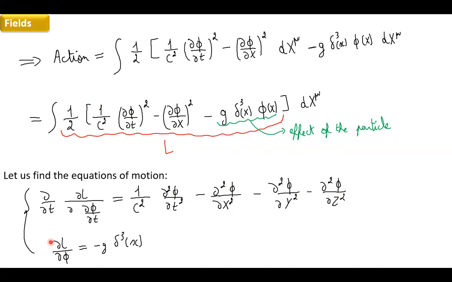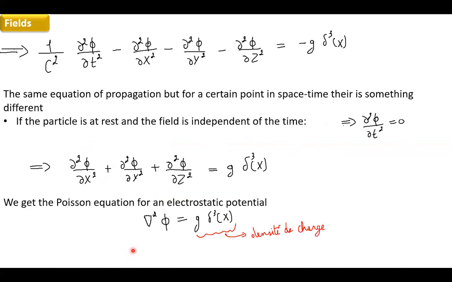And the other part of the Euler-Lagrange equation is del L over del phi. Here we have minus g delta 3 of x. These quantities are equal. So 1 over c squared del squared phi over del t squared minus del squared phi over del x squared minus del squared phi over del y squared minus del squared phi over del z squared is equal to minus g delta 3 of x.